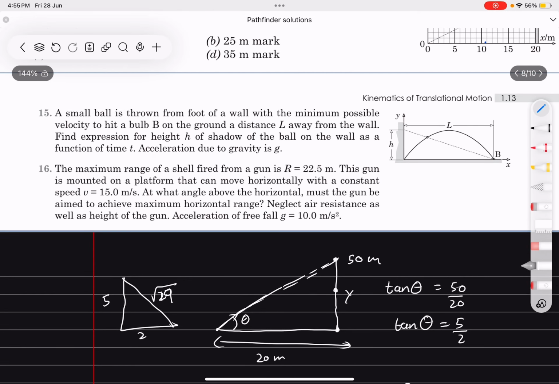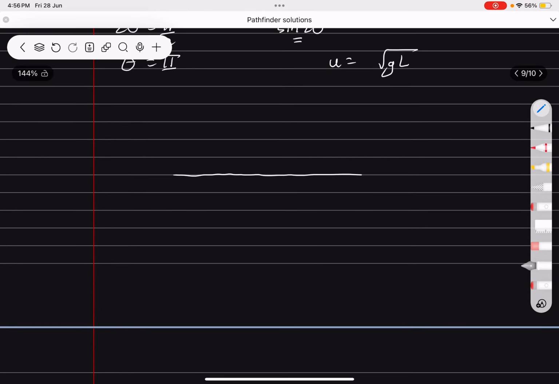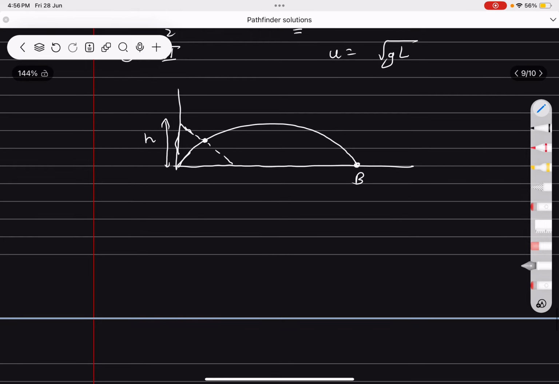They asked us to find the expression for height h of the shadow of the ball on the wall as a function of time. So we'll draw it. Suppose this is the thing. The ball is projected and it hits bulb B. Suppose it is at some point here and its shadow is like this. They are asking us to find this height, and it's projected at an angle theta.